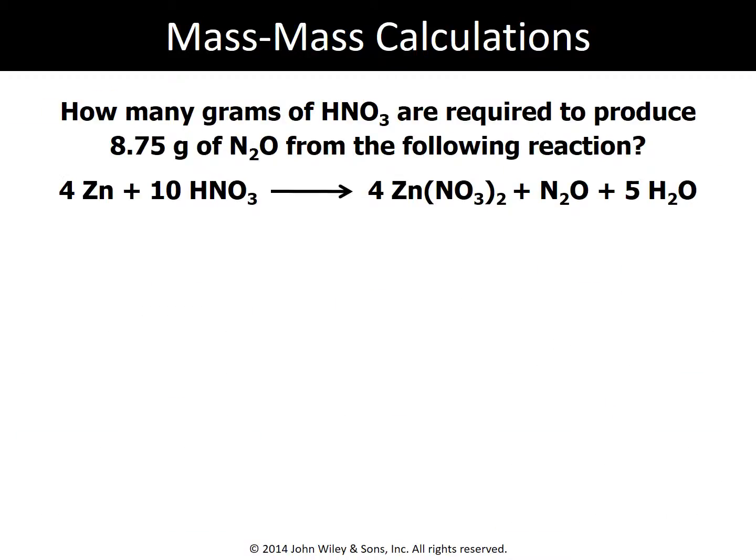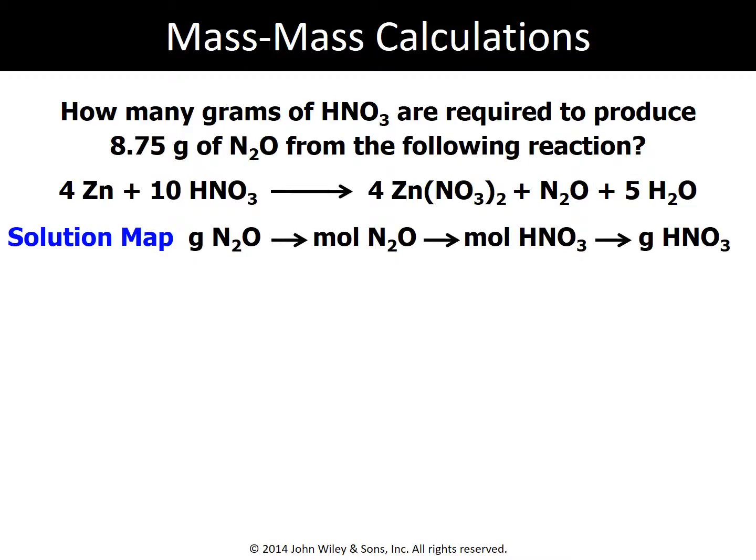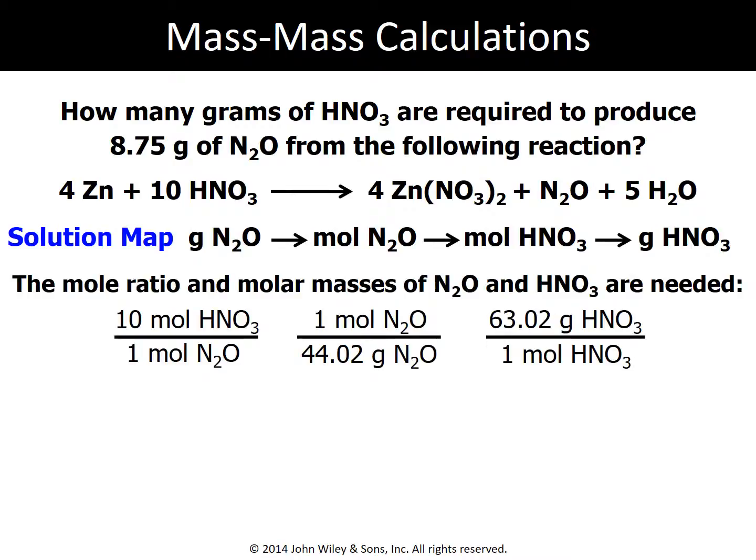How many grams of HNO3 are required to produce 8.75 grams of N2O from the following reaction? And we can see here that this equation is balanced with our coefficients. So our solution map is going to go from grams of N2O to moles of N2O to moles of HNO3 to grams of HNO3. So we can look at starting with 8.75 grams because that's what's given in the equation.